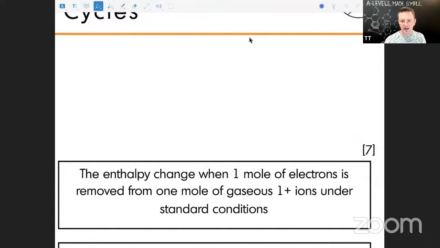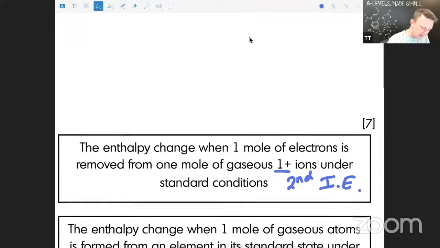Katie says second IE, second ionization energy. Katie's got it. This is second ionization energy. So it's the enthalpy of second ionization energy, the removal of 1 mole of electrons from 1 mole of gaseous 1+ ions. That's that bit there.